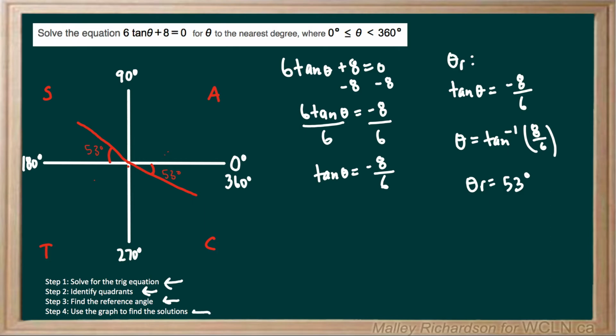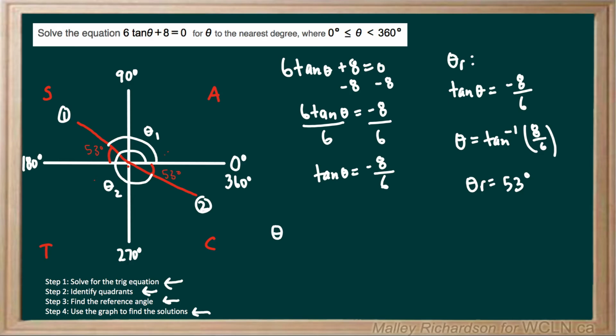Now our next step is to use the graph to find the solutions. So in our graph, we have terminal arm 1 and terminal arm 2. And we want to find the standard position angle from 0 degrees to terminal 1 and 0 degrees to terminal 2. We'll label our first angle theta 1, and we'll label our second angle theta 2.